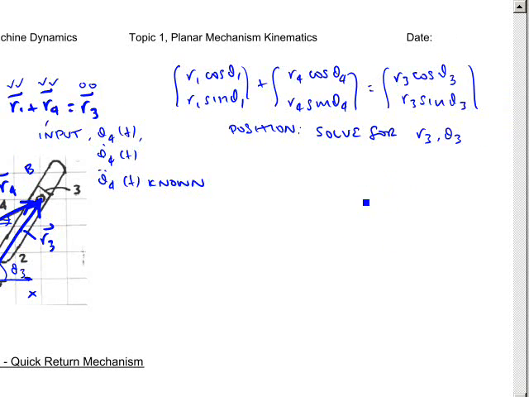Now, suppose I want to do velocity analysis. So for velocity analysis, I have to differentiate.